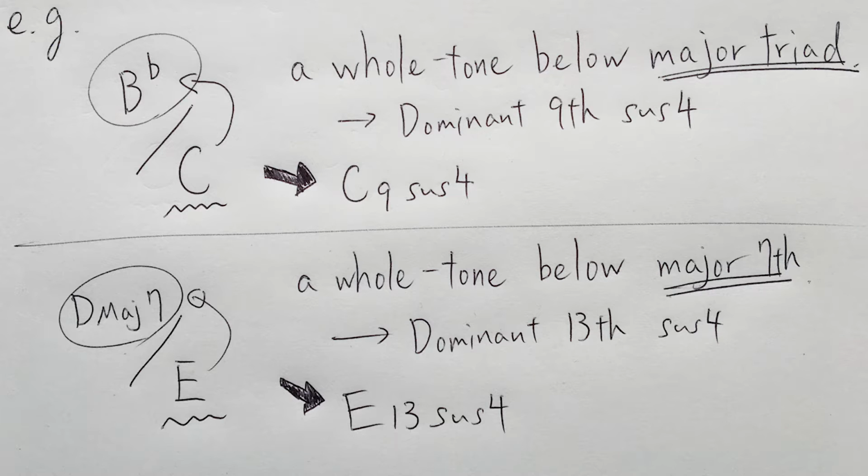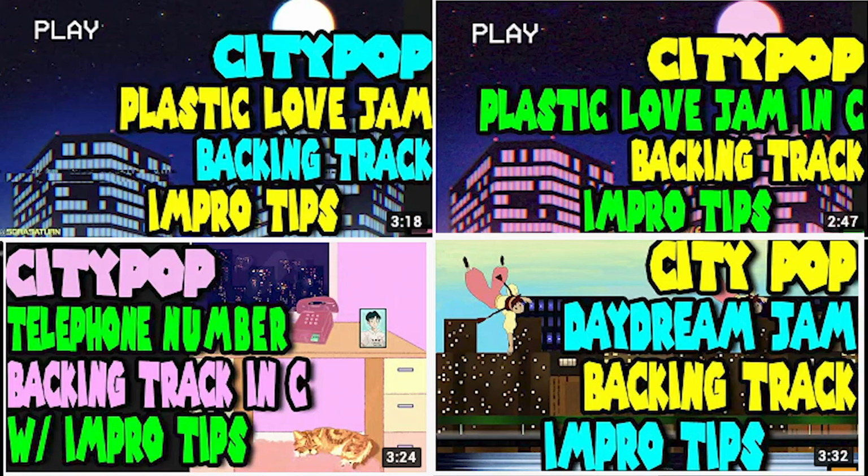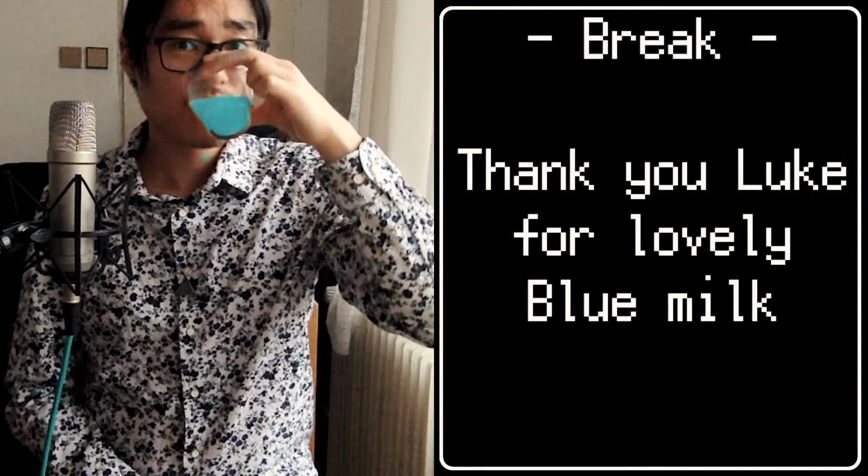And if you see a chord written like D major 7th over E, it's E13th sus4. If the chord here is major 7th, this entire chord is 13th sus4. Probably you have seen this kind of slash chords in my other videos like chord chart videos, backing tracks, and so on.